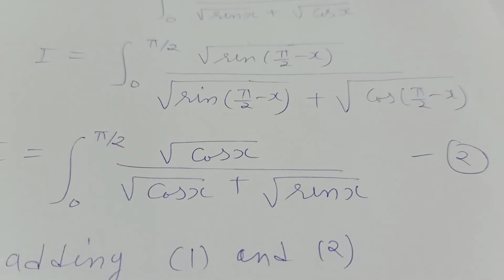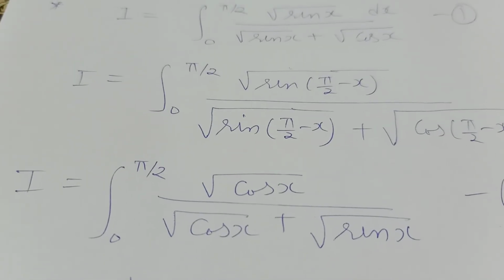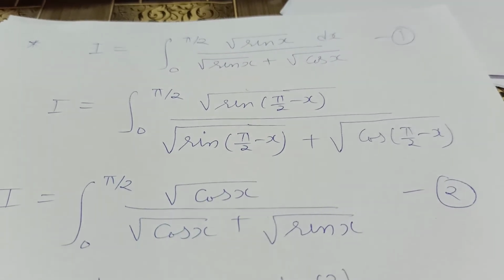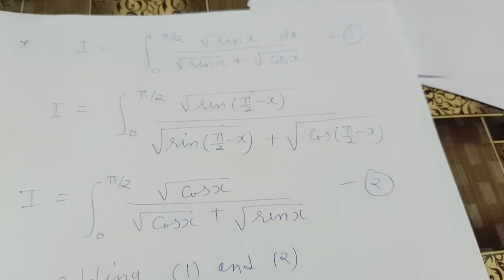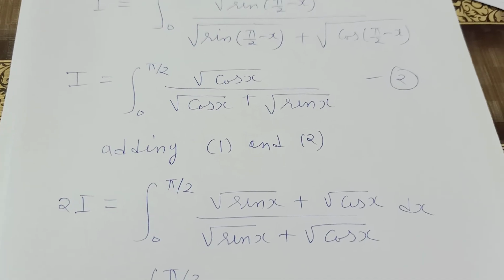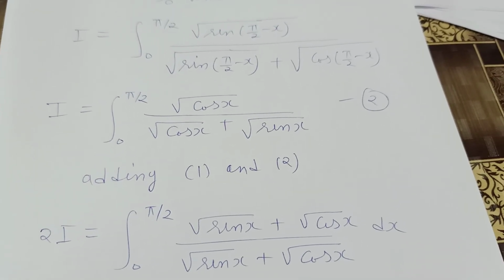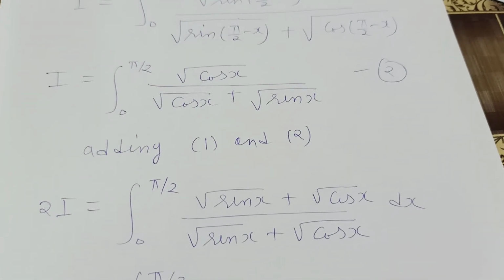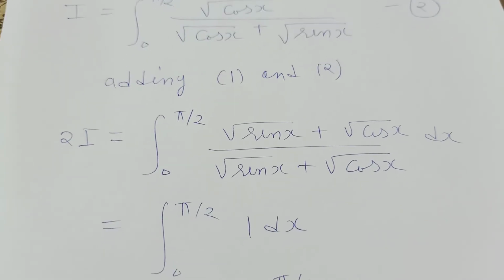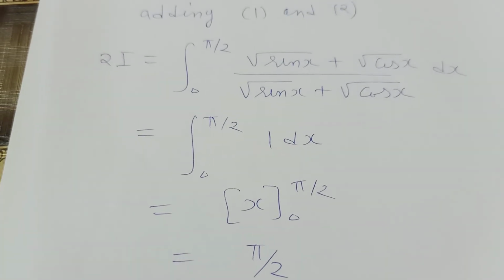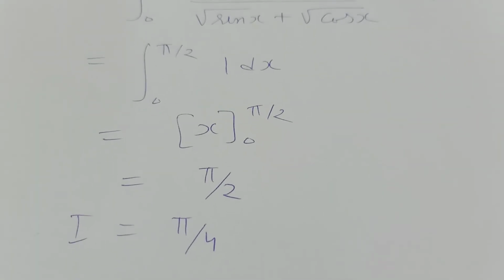We will assume the third step as relation number 2, and this is also equal to I. So I have two values, from relation 1 and relation 2. We will add these two, that is, relation 1 and relation 2. Then you will get 2I equal to root sin x plus root cos x upon root sin x plus root cos x. Numerator and denominator are the same, so they will cancel out and only 1 will be left. If we solve this, you will get pi by 2. So since 2I equals pi by 2, therefore I equals pi by 4. So this completes the solution.